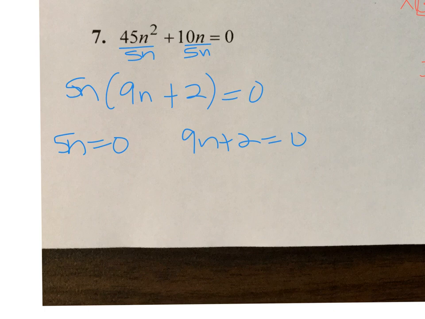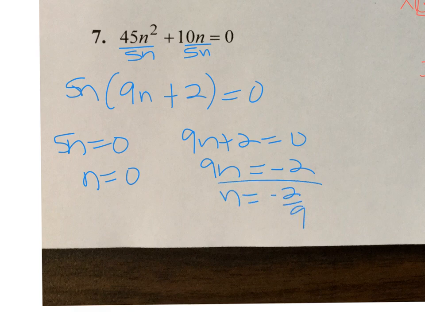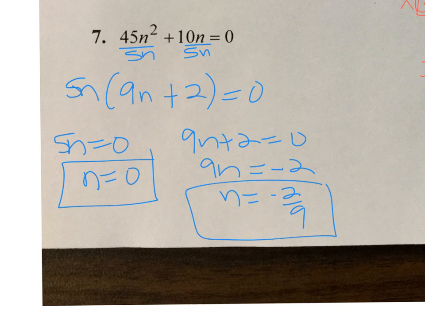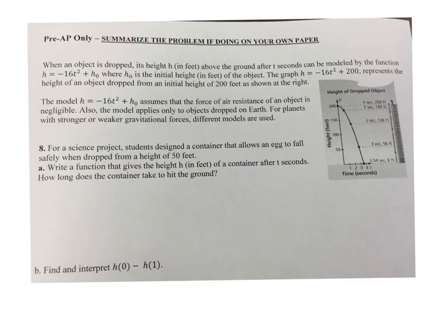That's why it's always nice to take out a common factor at the beginning. Okay, just double check that if you have any. So in here, n will be 0 when I divide by 5. Here I have 9n equals negative 2, but when I divide by 9, I get negative 2/9. Okay, so there's my two roots, my zeros, my x-intercepts, my solutions, those two right there.